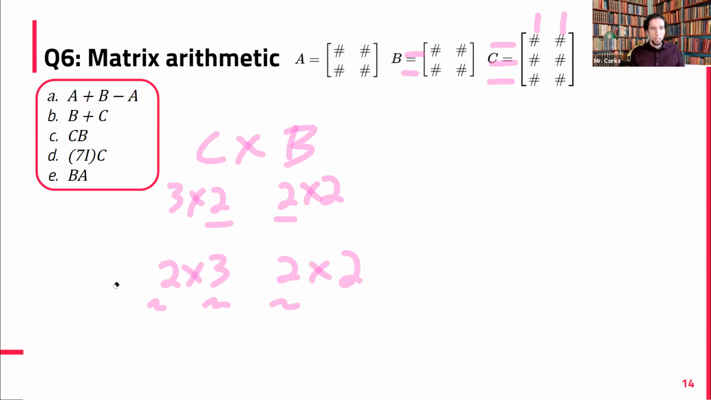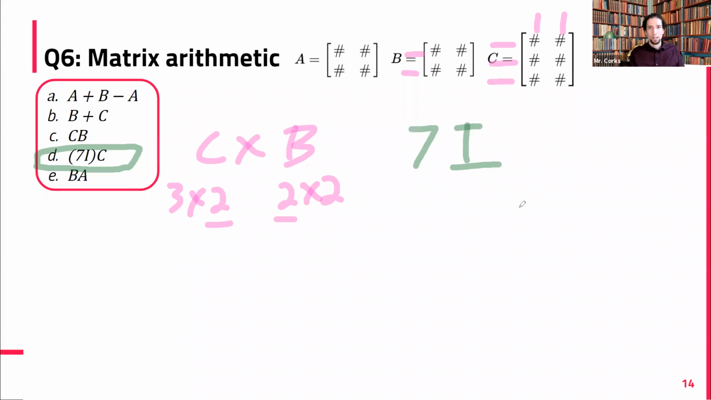All right, last one I'll talk about here, D. Some people had trouble reading D. So can someone just read out loud question D for us? What exactly does it say? 7I multiplied by C. I is our special identity matrix. A lot of people read it as 71. It's not a 71, it's 7 times the identity matrix I.